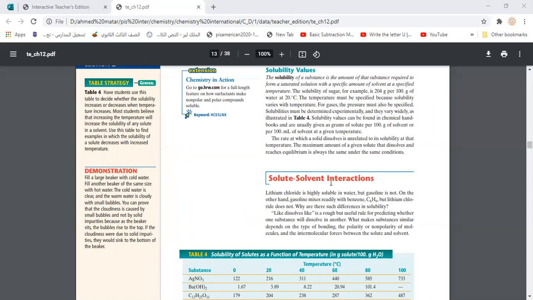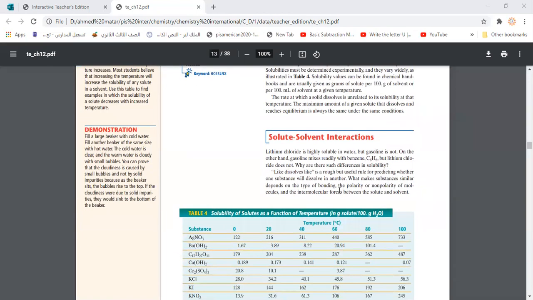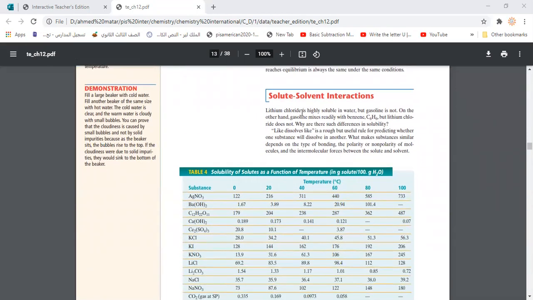So here, guys, we pass to solute solvent interaction. What does it mean by solute solvent interaction? We have a big question. Do all solutes dissolve in any solvent, or vice versa, does any solvent dissolve any solute? That's very important. Imagine if you have some oil, could it dissolve in water? I think the answer is no. While if you try to dissolve salt in water, yes.